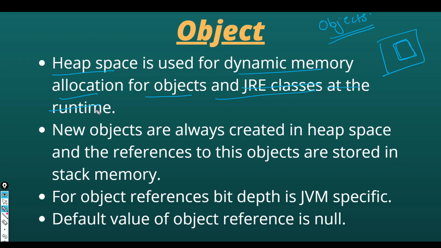We'll see this later. Okay, so as I said, objects are stored in the heap, and heap is a special memory. Yes, so new objects are always created in heap space, and the reference to them is stored in the stack memory. See, this is your stack memory and this is your heap space. So objects are created over here and a reference variable like s is stored over here.